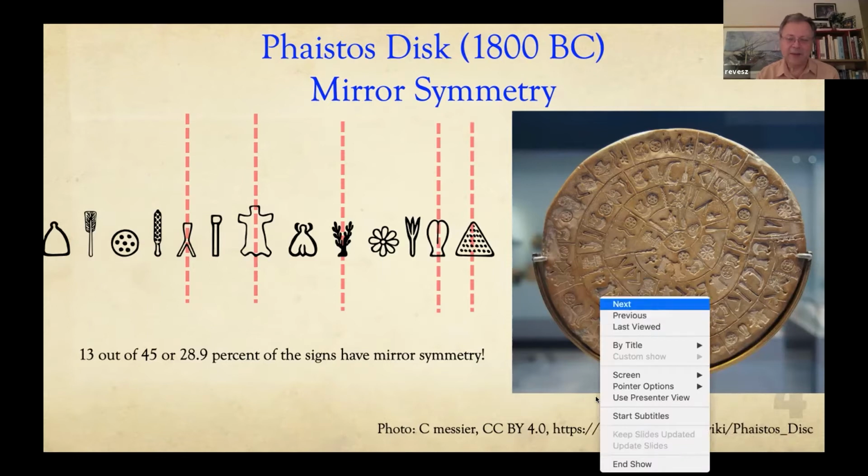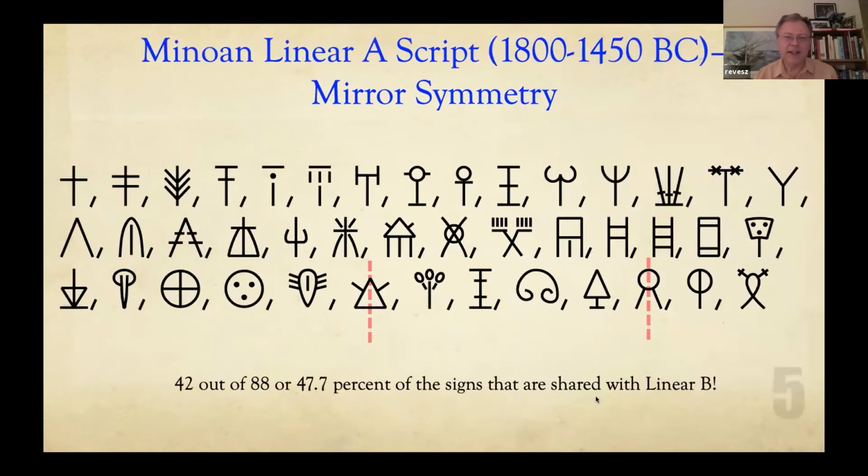And if we go to the Linear A script, then we see even more signs with mirror symmetry. I also give here a few examples. There are about 88 signs which are considered frequent. These signs are also shared with the Linear B script, which was the following script after Linear A ended. Linear A was a Minoan script from about 1800 to 1450 BC, while Linear B was the Mycenaean script that followed from 1450 BC onward. Among these frequent signs, 42 out of 88, that is 47.7%, are mirrored.